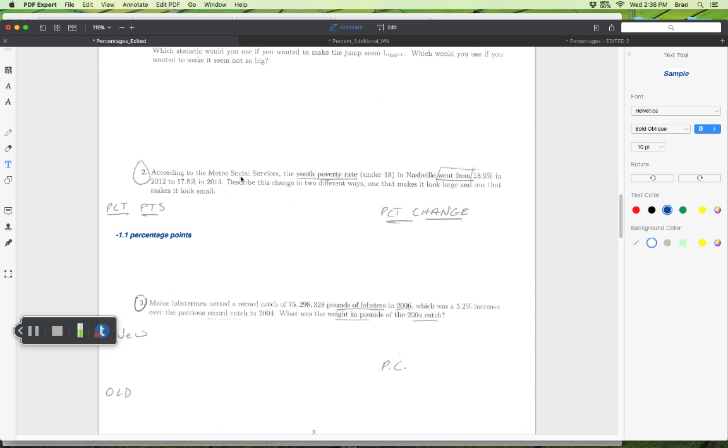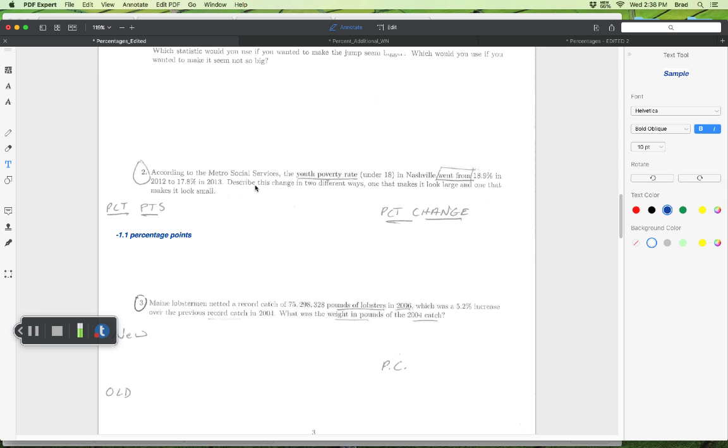So according to Metro Social Services in Nashville, the youth poverty rate went from 18.9% in 2012, meaning 18.9% of youth under 18 were living in poverty in 2012, to 17.8% in 2013. All right, so we want to describe this change in two different ways. One that makes it look large and one that makes it look small.